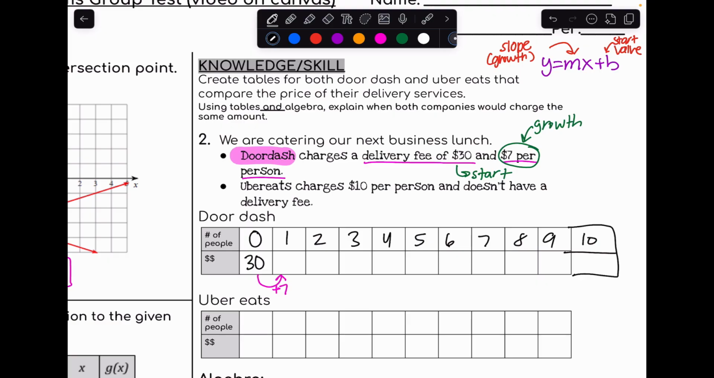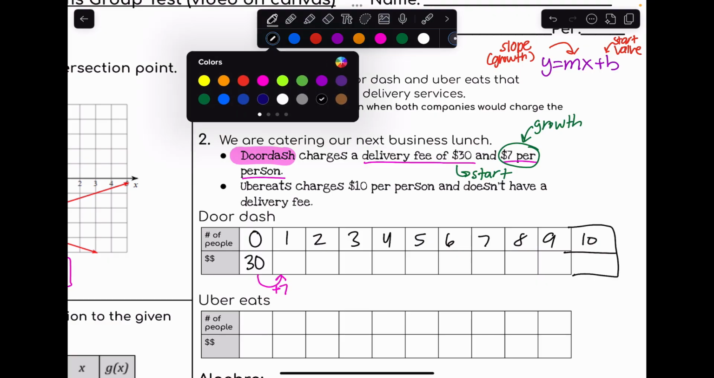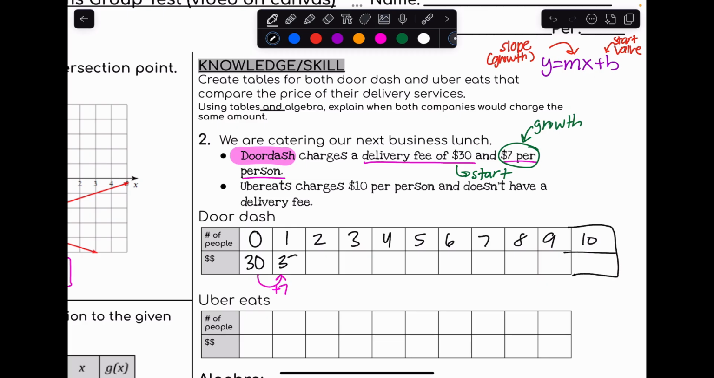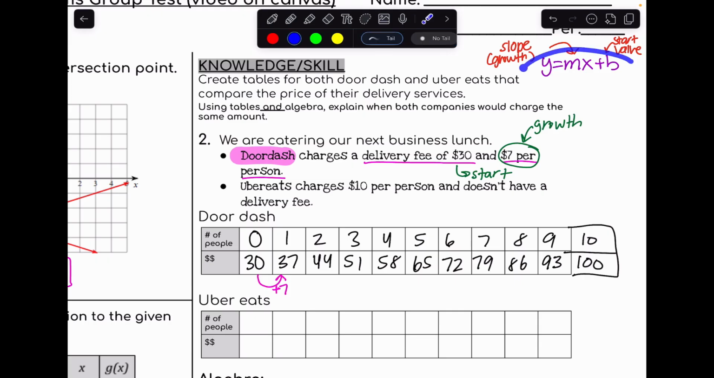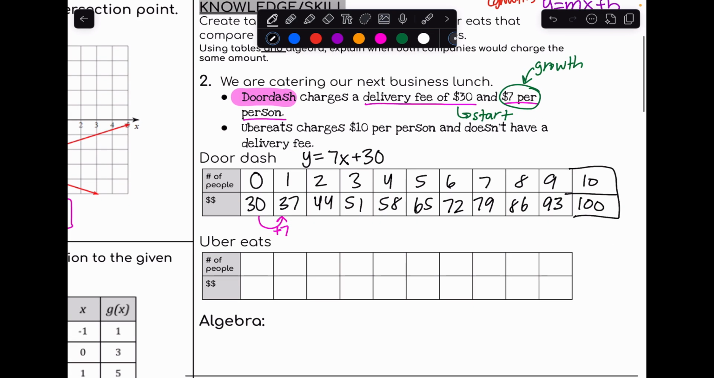I extended the table. Then I keep adding 7, and I get 37, 44, 51, 58, 65, 72, 79, 86, 93, and 100. That's DoorDash, but I want to write an equation for it. Again, I refer back to the slope formula: y equals, my growth was $7 per person, so 7x, plus my start fee of $30.